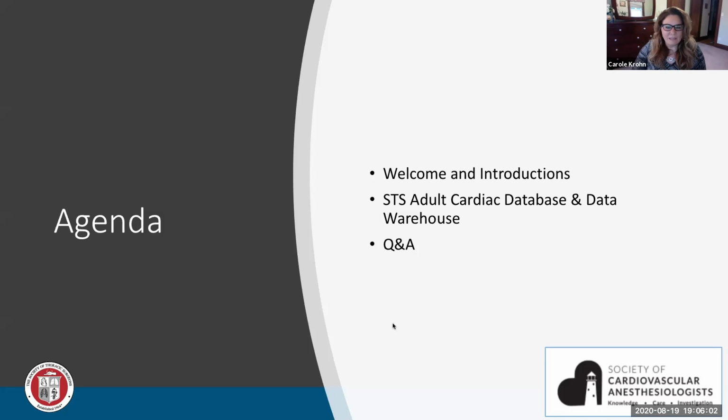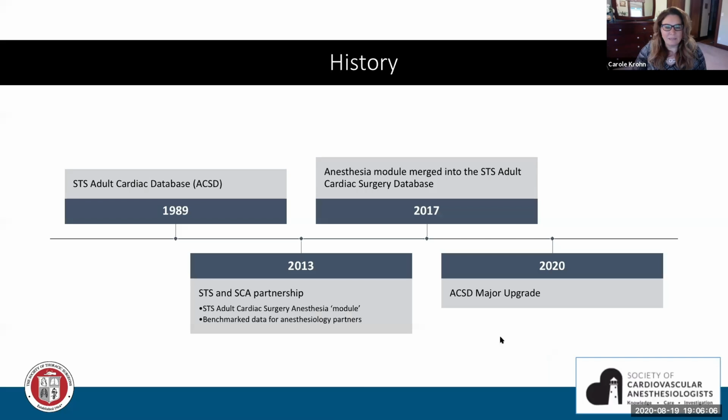Okay, so thanks again for having me, Dr. Boland and Dr. Kurtai. We're going to take a look at the history of the STS database and our partnership with the SCA in anesthesia. The Adult Cardiac Database for the STS was the first database that the STS birthed, and we were inaugurated in 1989 as a response to some quality initiatives that came out of the government, looking at unadjusted outcomes and showing poor results for cardiac surgery.